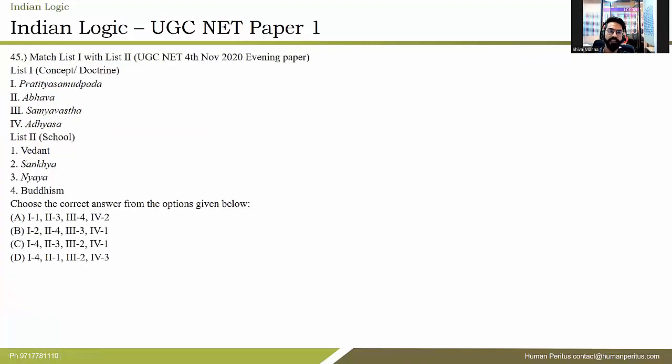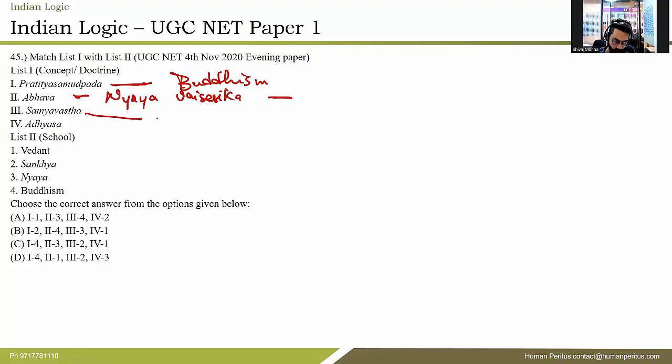The next question is, you have to match the different doctrines or concepts with different schools. Pratityasamutpada belongs to the Buddhism school, where it talks about the basic processes of life and death. Abhava belongs to Nyaya Vaisheshika, and it talks about complete annihilation of evil from life.